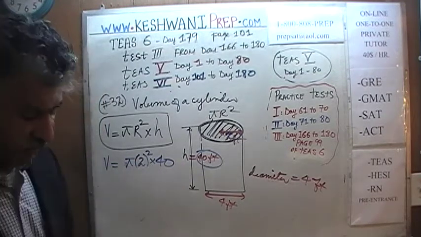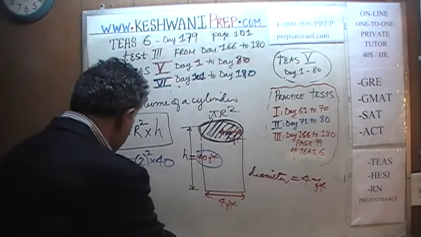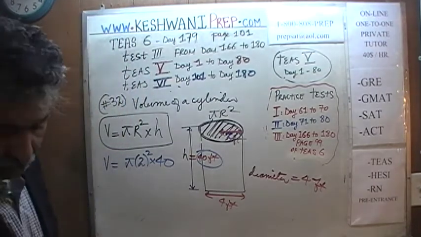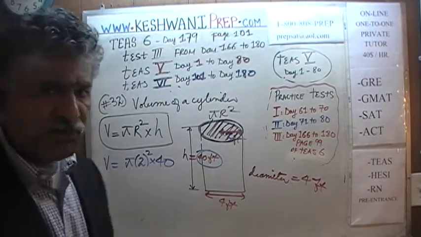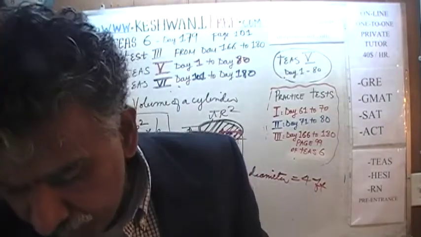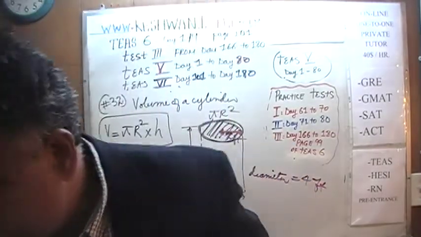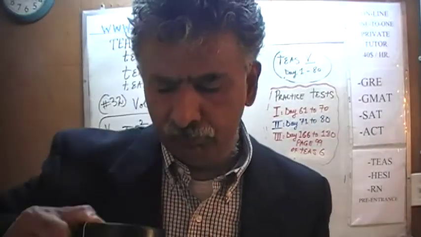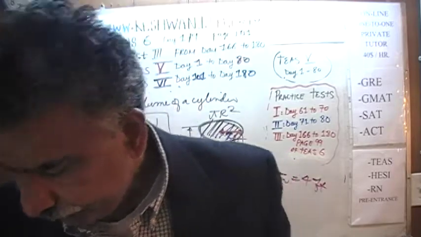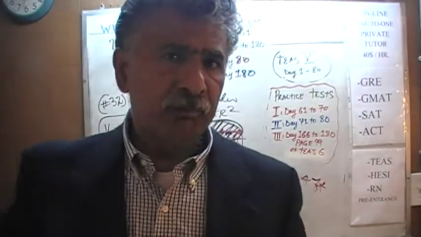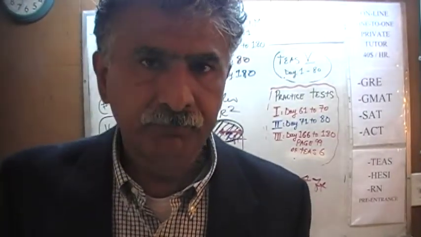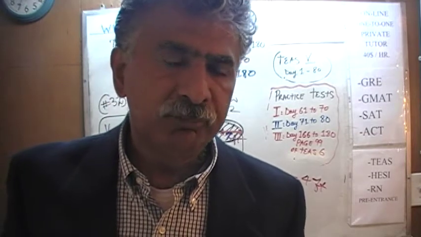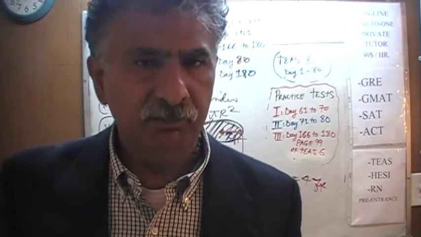And in order for us to figure out the numerical value, we need to substitute the value for pi. And what is the value of pi? To which the answer is, no one knows. No one on the planet knows. Why? Because pi is an irrational number.